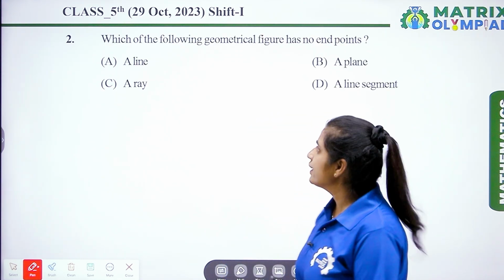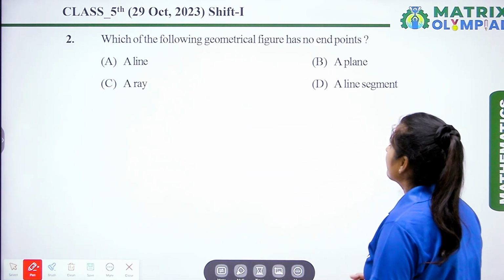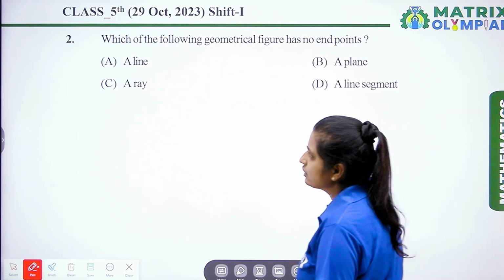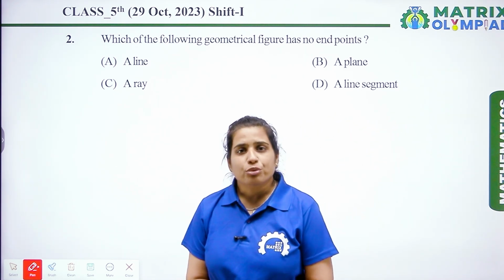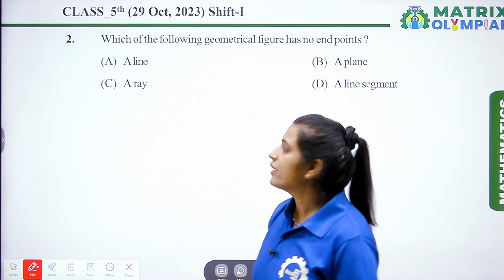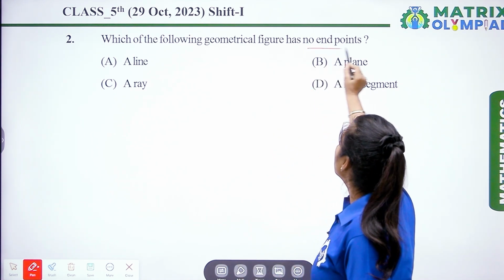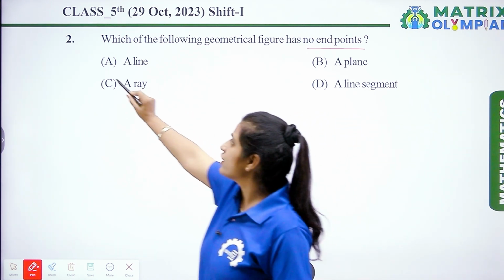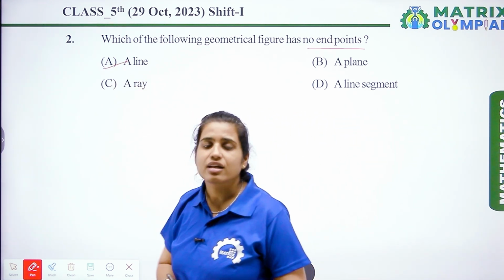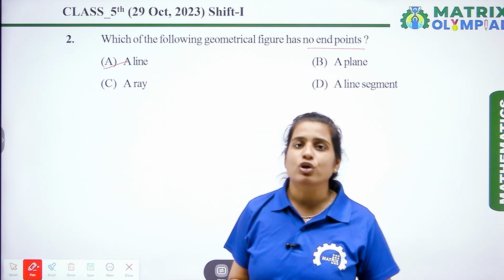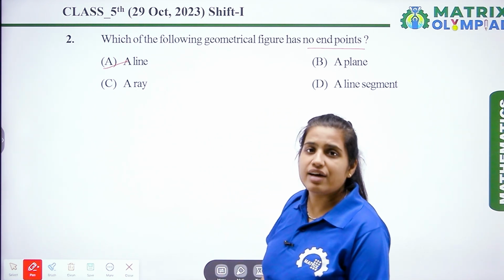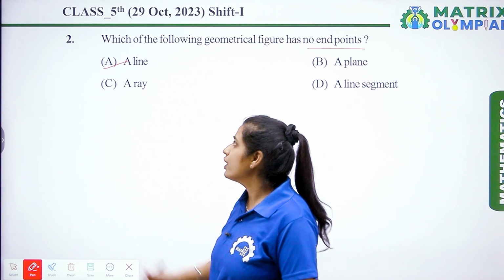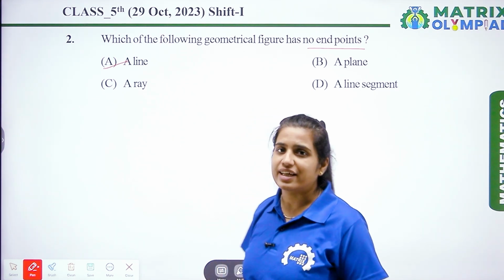Now the next question is, which of the following geometrical figure has no end points? Out of this four option, we have to find out one geometrical figure which has no end points. So here we have a geometrical figure, that is a line. A line extends from both the sides, so it does not have any end point. So here option A is the correct answer.